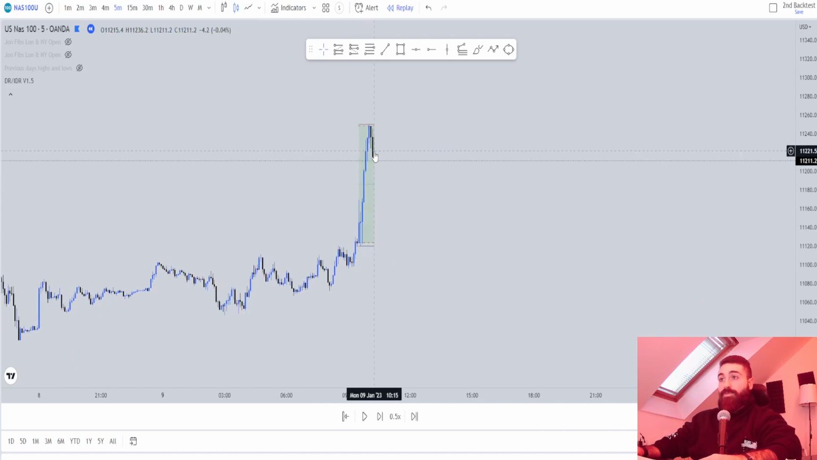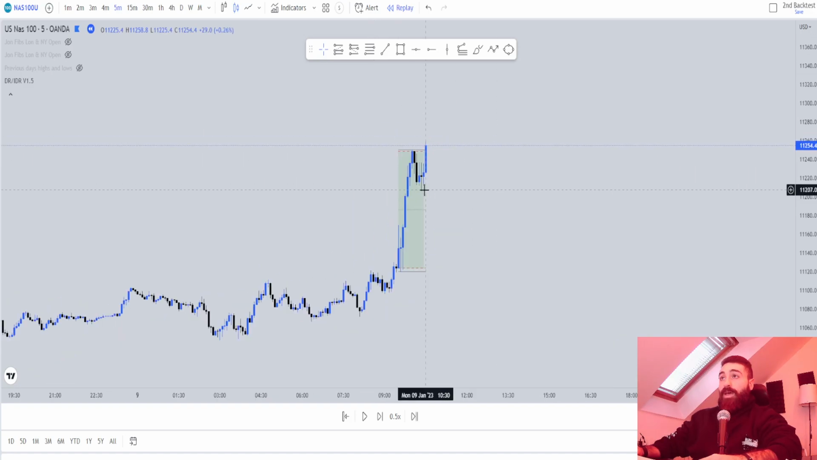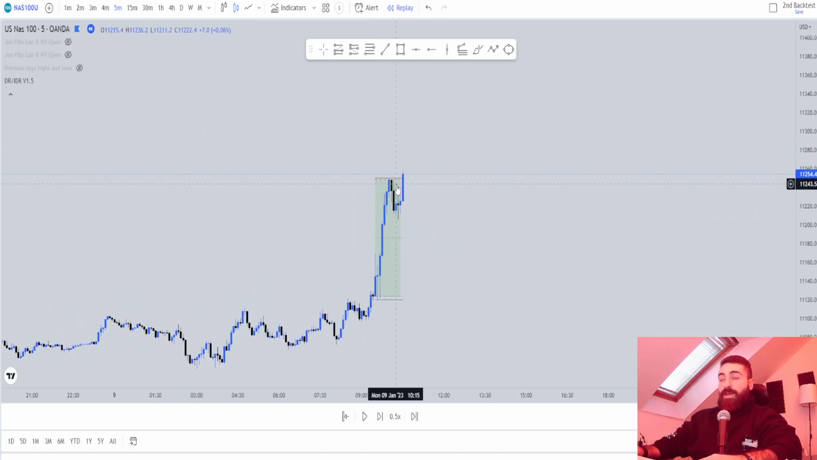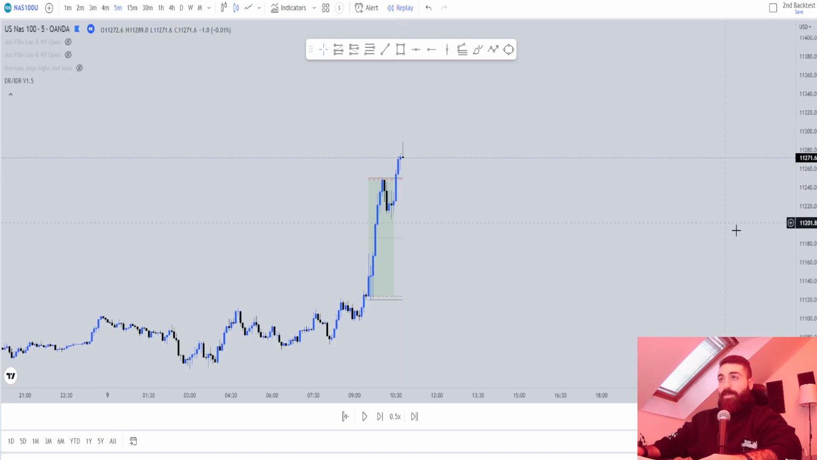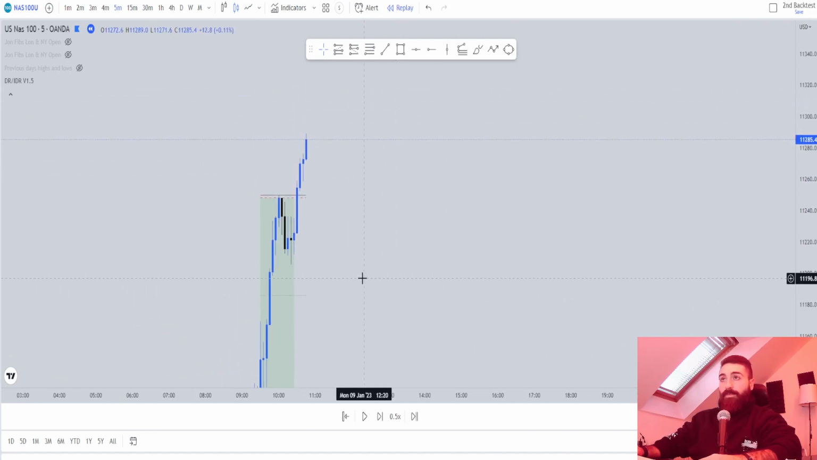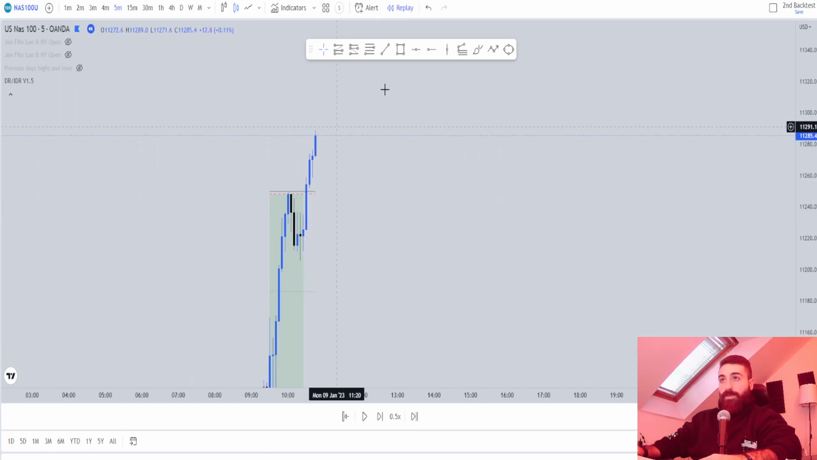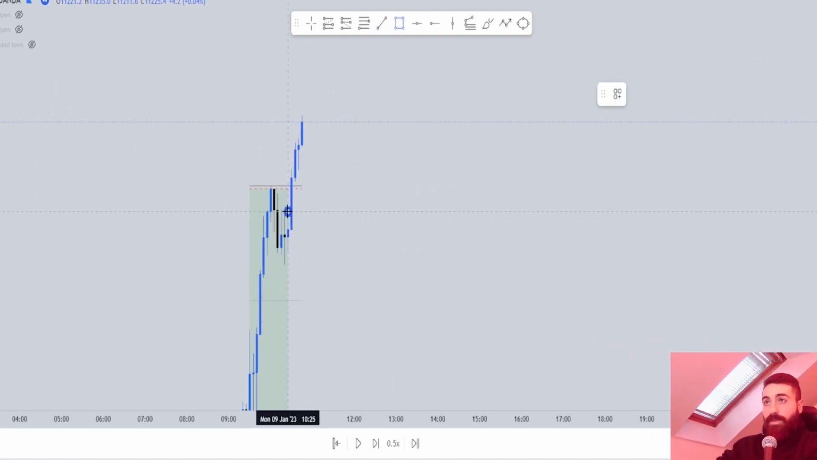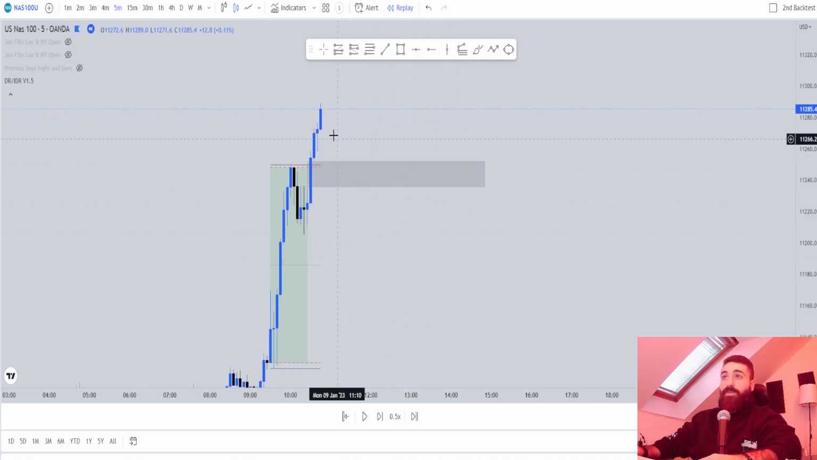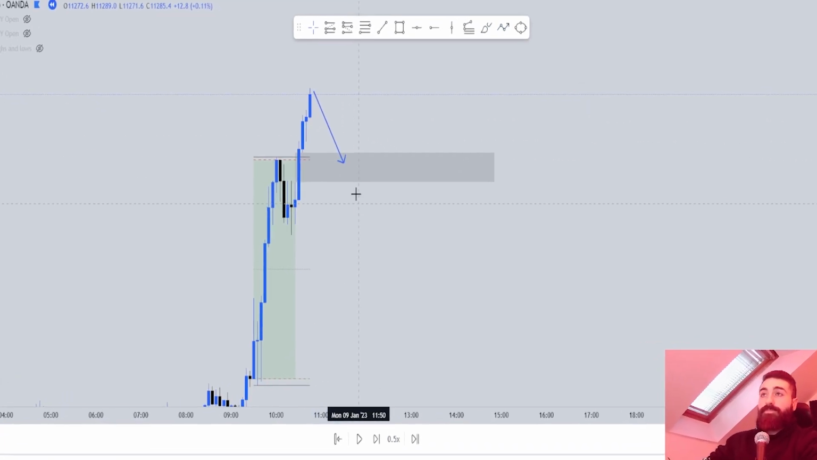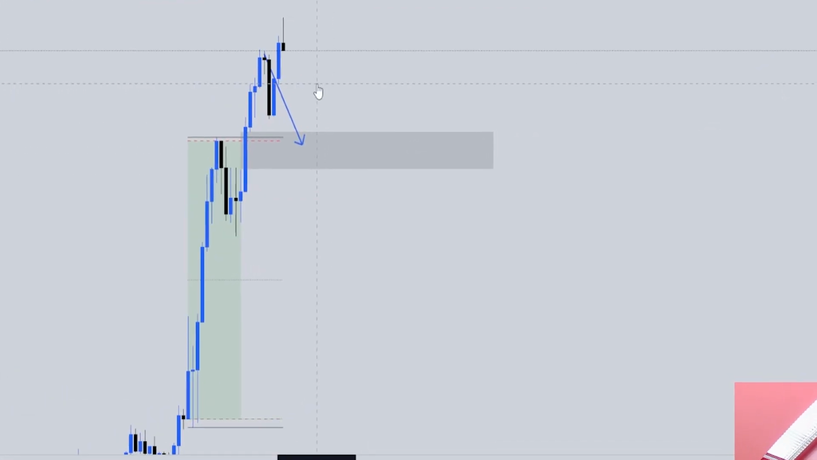We're going to have to wait till 10:30. After 10:30, we closed above the IDR right here, as we can see. What does our strategy say? After we close above the IDR, we have to check the fair value gap and the imbalances. This is the first one. Now we have to wait for a retracement back here. Let's see if we're going to get that or not.